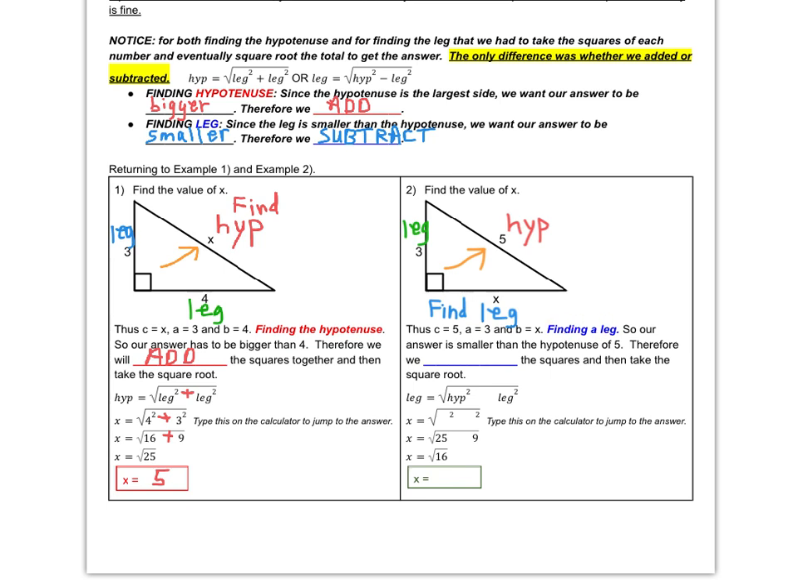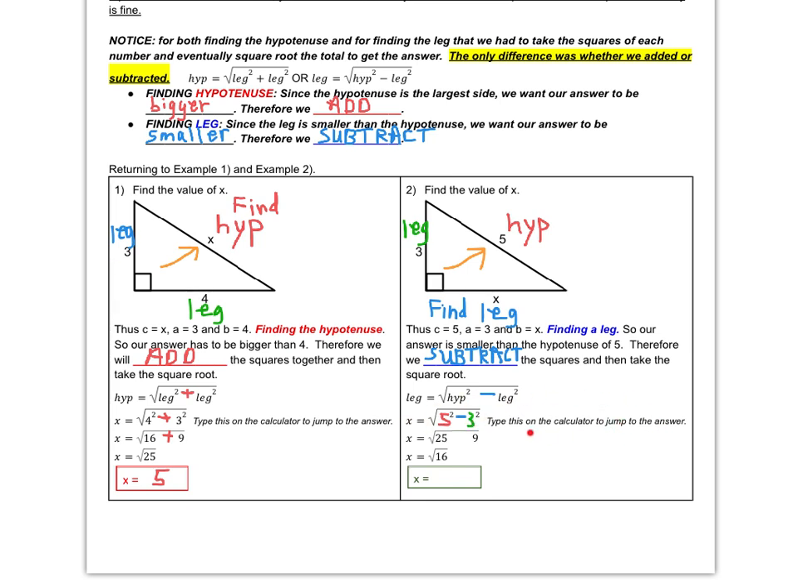We're finding a leg. So should our answer be bigger or smaller than 5? Should be smaller since it's a leg. We know the hypotenuse is 5. Therefore, are we going to add or subtract? Subtract. We're going to subtract the squares and then take the square root. So our leg is simply the square root of our hypotenuse squared minus our leg squared. Our hypotenuse is what number? It is 5. Our leg is what number? That's 3. And we are going to subtract them. So in number 2, x is equal to the square root of 5 squared minus 3 squared.